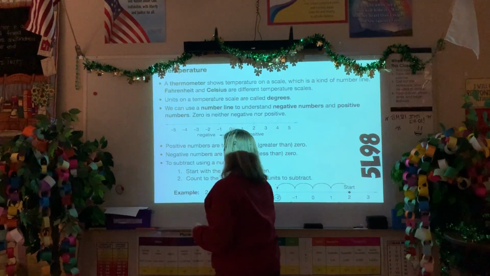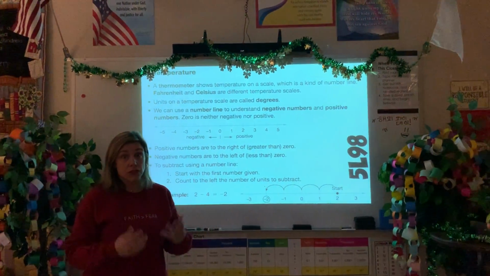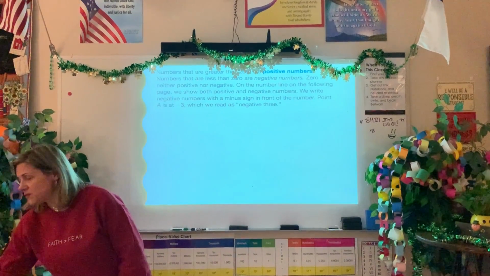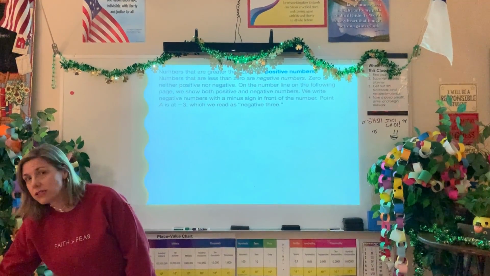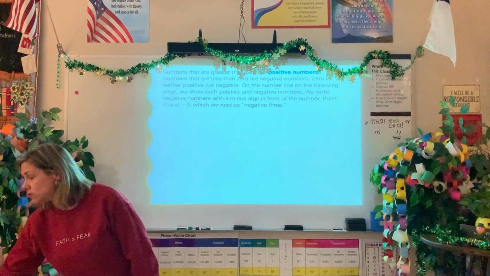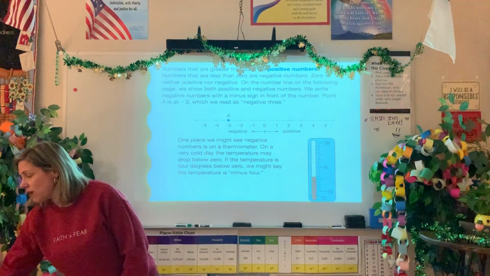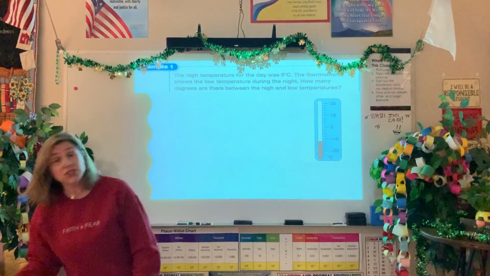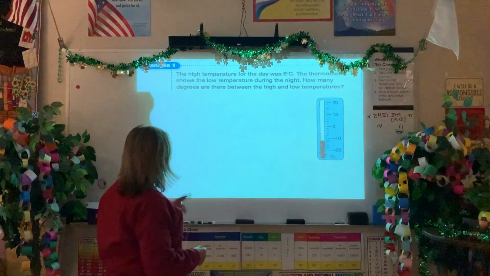Then in your book, these are some notes that you can look at for lesson 5L98. I'm just going to scan through this real quick. You can read this in your math book. It's a great resource for you, but I'm not going to take the time right now. It gives you another example, a different problem that you can look at. And we're just going to jump right into the first of the 3 examples, okay?